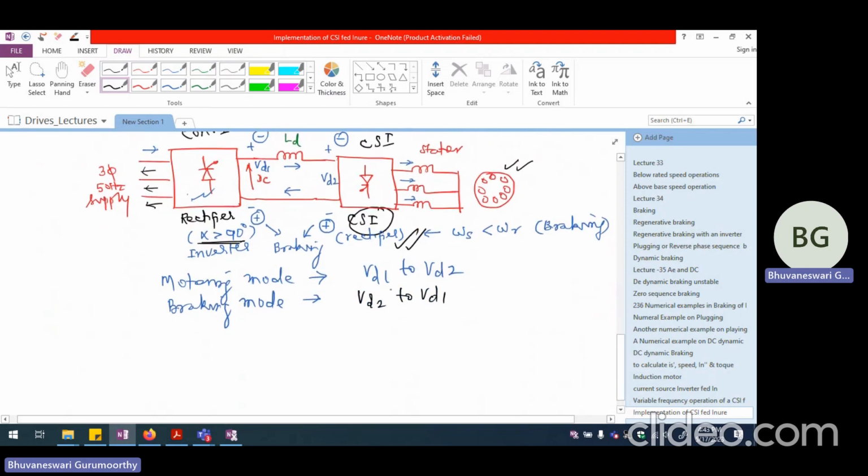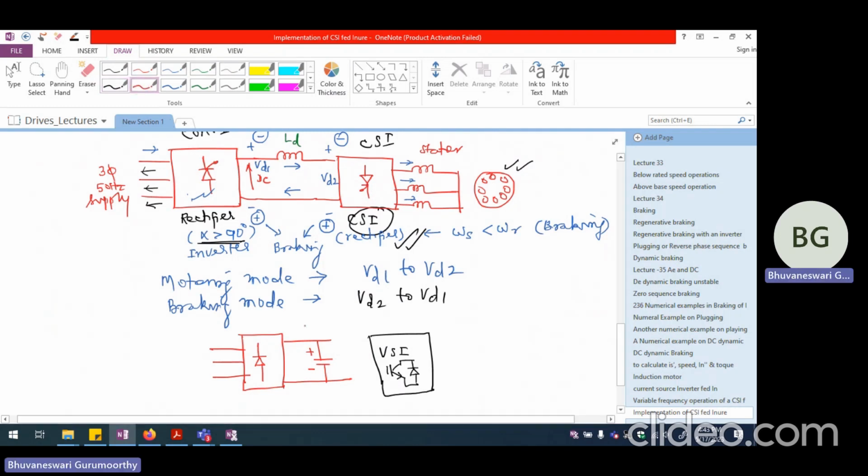Whereas if you look at the VSI fed drive, what we are going to have invariably is a diode rectifier. Even if you use a thyristor rectifier in the front end, let us say this is the front end rectifier and this is the three-phase supply. And we are going to have a capacitor which is making the voltage steady or without any oscillations. And here we are going to have the inverter. So VSI invariably will be indicated by some IGBT and diode together. So this is our VSI.